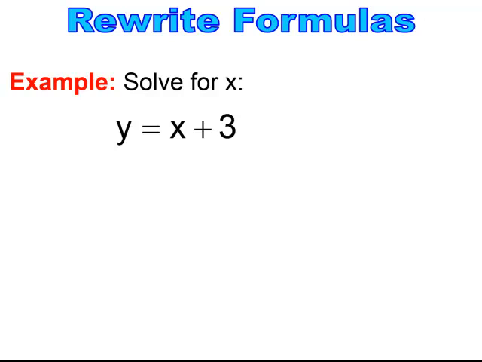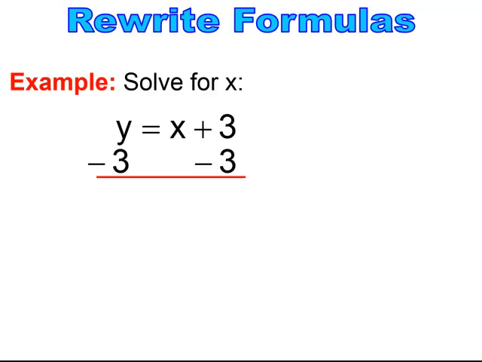This next example, we have y equals x plus 3, and we're asked to solve for x. So in order to solve for x, I need to get rid of the plus 3 by doing the inverse operation. So the inverse operation of addition is subtraction. So we're going to subtract 3 from both sides.